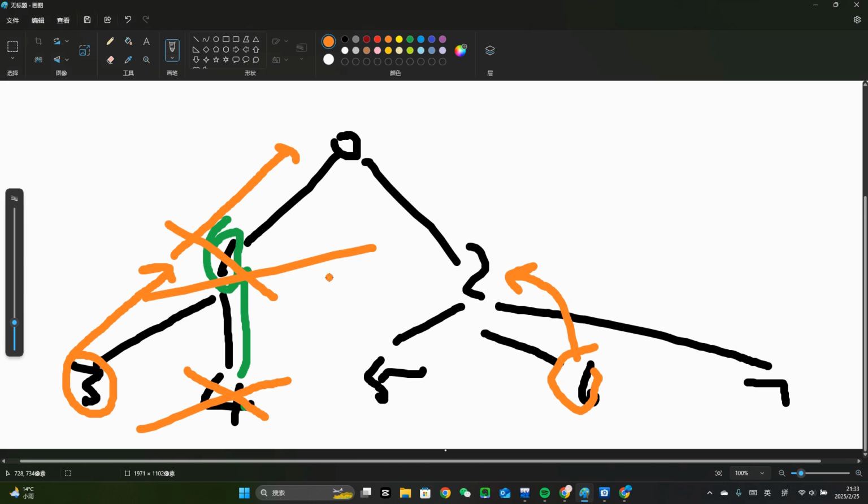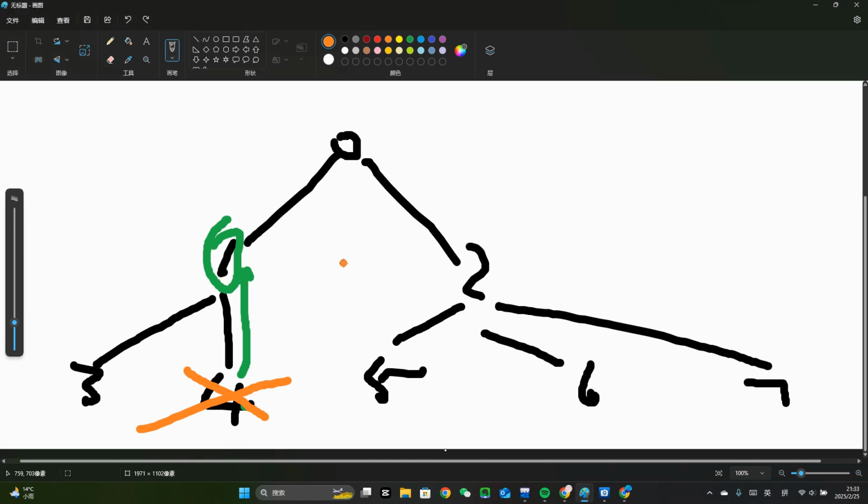So let's say we have this tree right here. So let's say we have a tree that's 0, 1, 2, 3, 4, 5, 6, 7, and then how do we find the answer for each one? So let's start with W1.